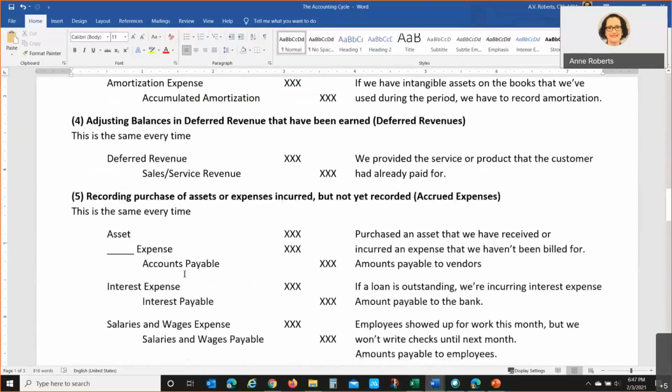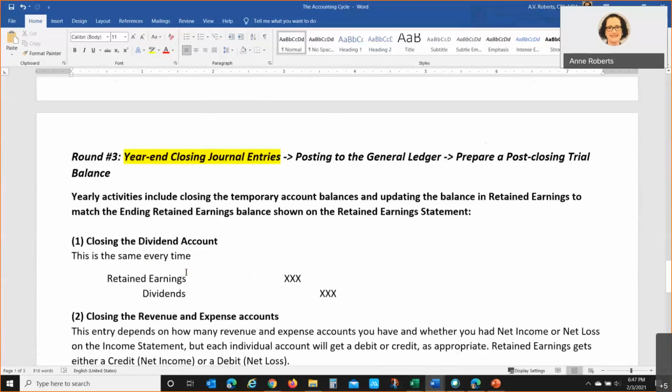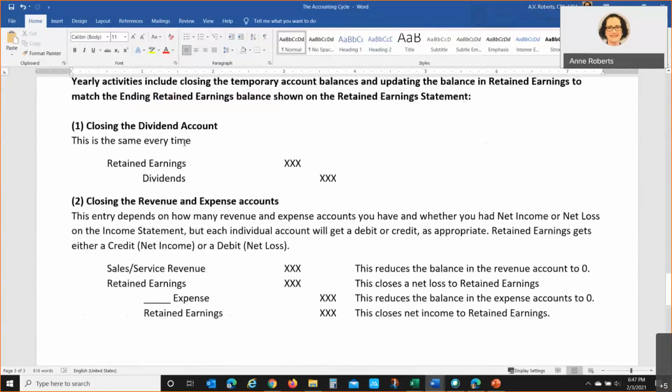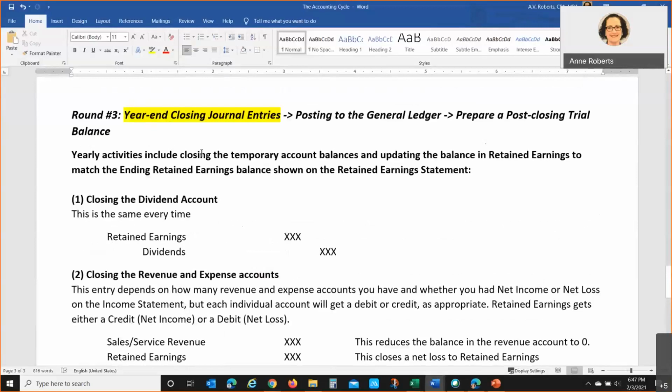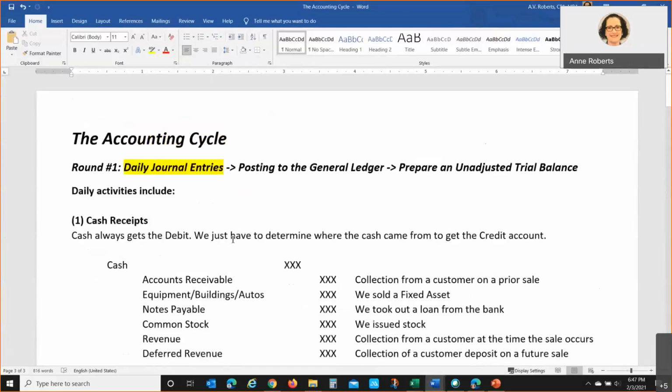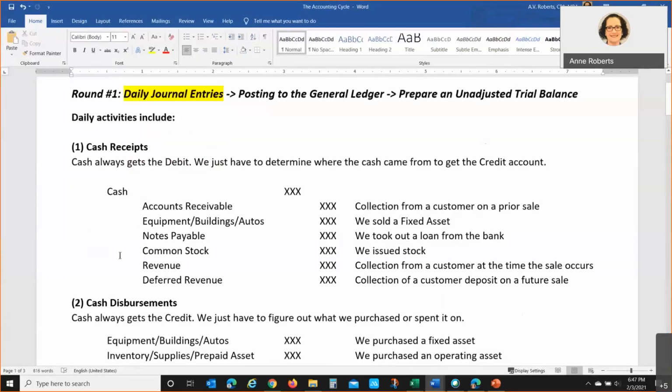Then once a year, we've got to do closing journal entries. This closing process is just 2 journal entries. We'll look at those in just a minute. But this 3rd round only happens once a year. All right. Are you with me? Yes. All right.